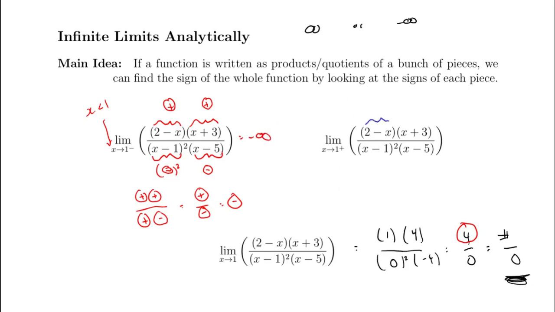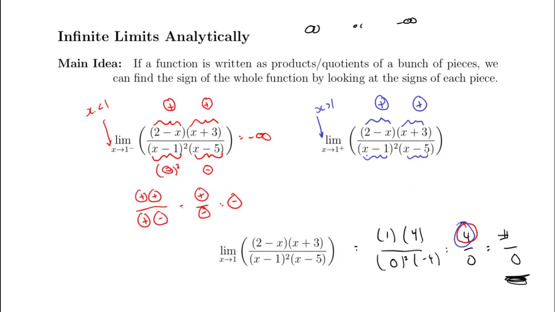Similarly, for the right-sided limit, we can track all the signs down. Now we're looking at x values that are a bit bigger than 1. 2 minus a number a bit bigger than 1 is still positive. 1 plus 3, or a number a bit bigger than 1 plus 3, is still going to be positive. Again, our numerator was positive already, so we knew that was going to be positive. But our denominator was close to 0, so let's see what sign it is when x is a bit bigger than 1.